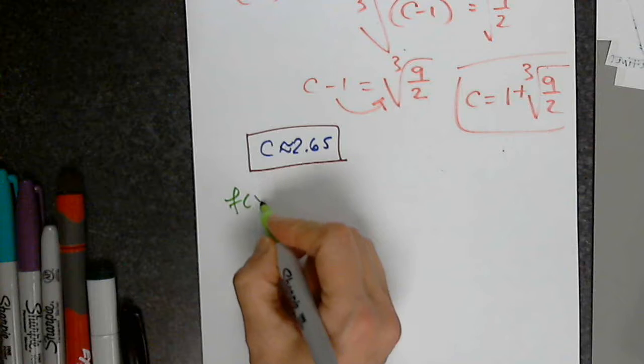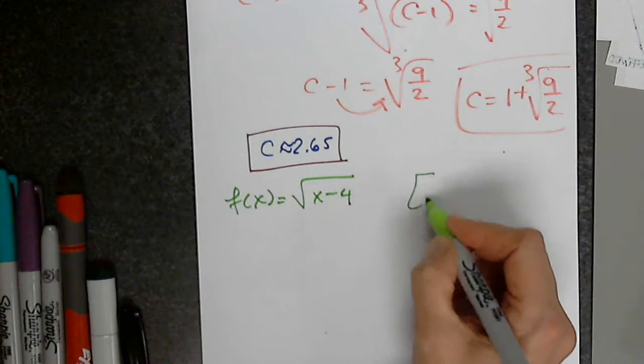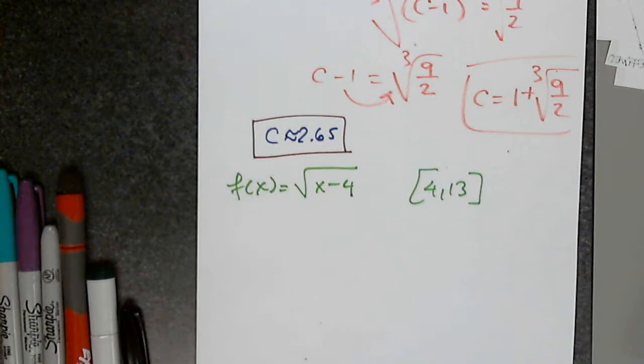F of x equals the square root of x minus 4 on the interval 4, 13. We're asked the same thing. Find the C guaranteed by the mean value theorem. Where is my starting point?